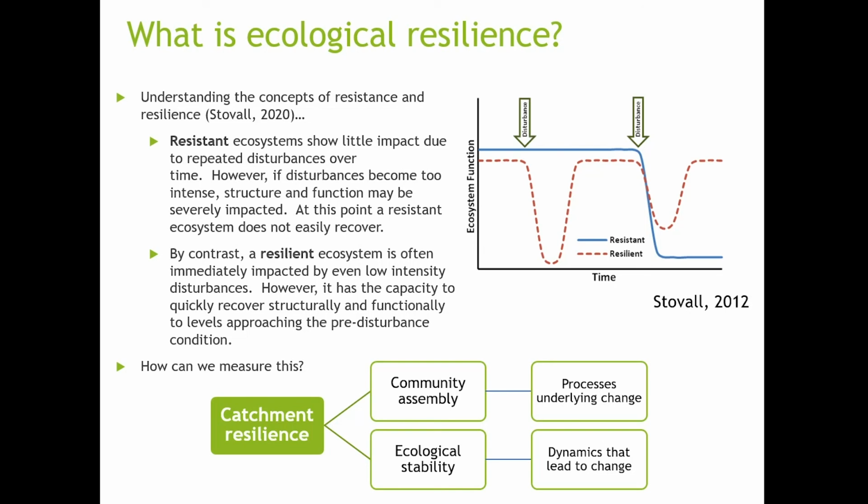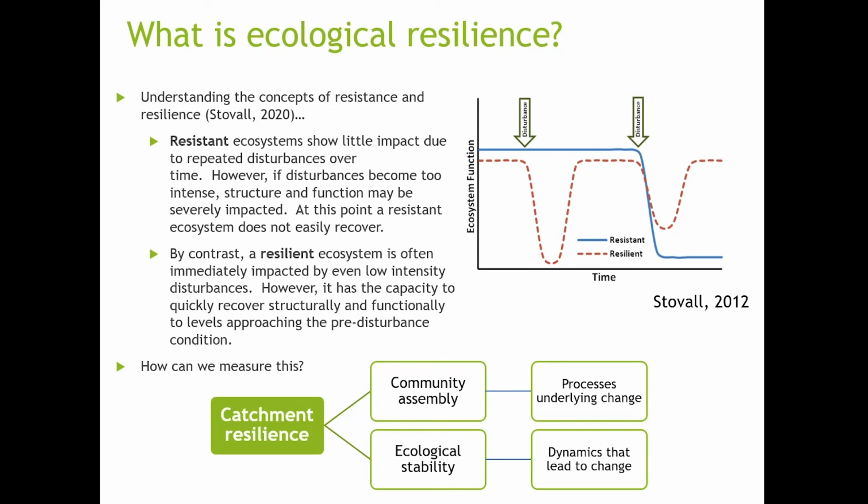So resistant ecosystems show little impact due to repeated disturbances over time. However, if disturbances become too intense, structure and function may be severely impacted to the point that the ecosystem does not easily recover or recover at all. By contrast, a resilient ecosystem is often immediately impacted by even low intensity disturbances. However, this has the capacity to quickly recover structurally and functionally to pre-disturbance conditions.